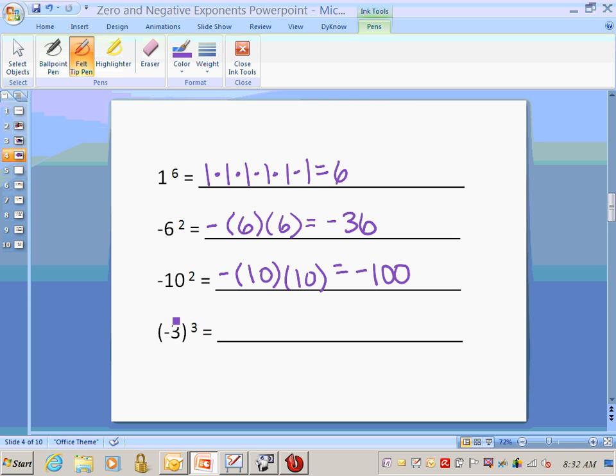Okay, is the negative included with a negative 3? Yes. So this is actually negative 3 times negative 3 times negative 3. If we have an odd number of negatives, is it going to be positive or negative? Negative. Remember, 2 negatives make a positive, right? So if you have an even number of negatives, is it going to be positive or negative? Positive. If it's an odd number, it's going to be negative. So my answer is going to be a negative, and 3 cubed is what? 27.